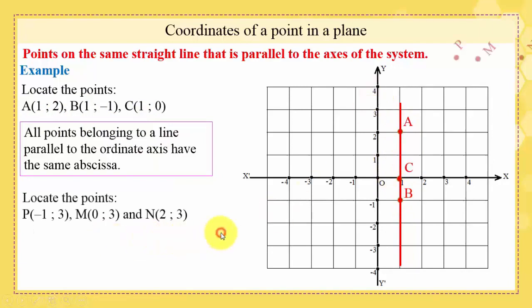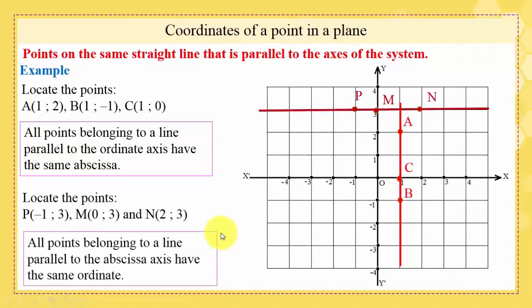Locate these 3 points. They form a line that is parallel to the x-axis. Look at these 3 points, they have the same ordinate. So all points belonging to a line parallel to the abscissa axis have the same ordinate.